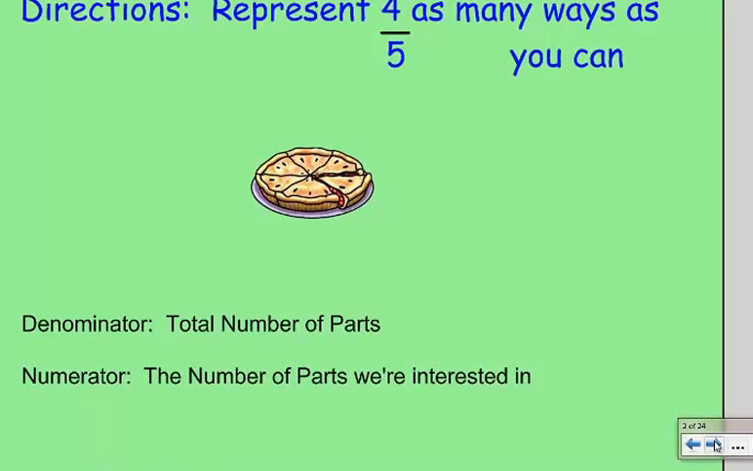The denominator tells me the total number of parts, like in this pie the denominator would be 6, and the numerator tells me the total number of parts I'm actually interested in, so here it would be the 1 piece of pie that we're pulling out.